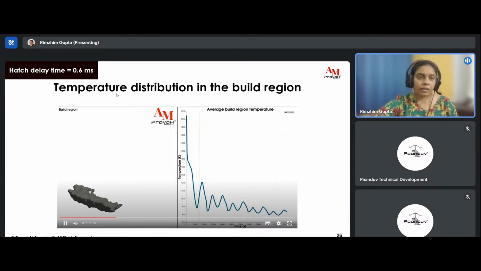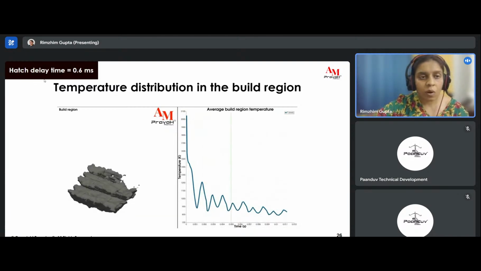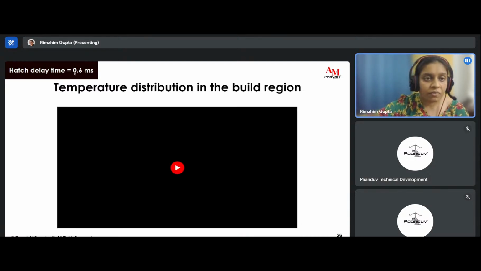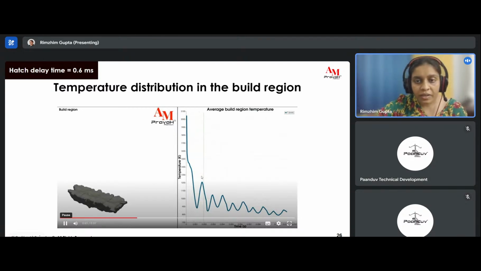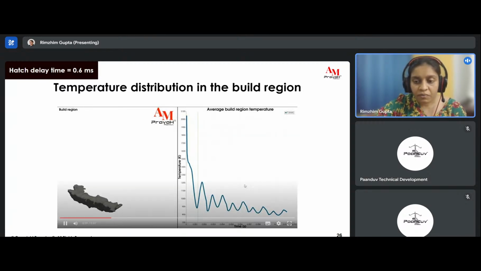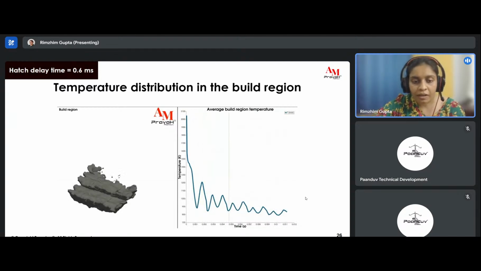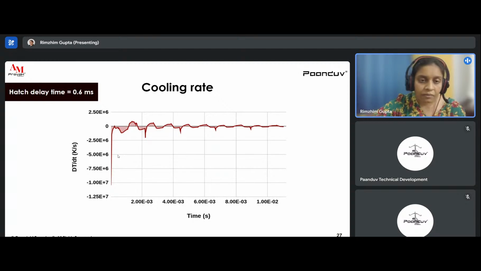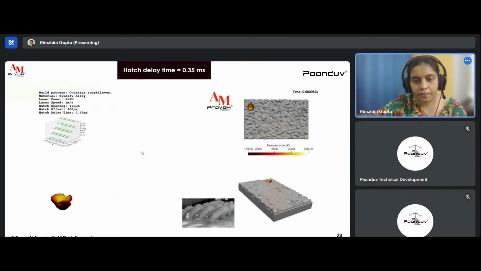Now, as I indicated earlier, the hatch spacing is not enough, but still the hatch delay time is varied in all the simulations. That means we have now taken 0.6 millisecond as the hatch delay time, and corresponding to that we can also have an estimate of the average build temperature across the region. Once we have this temperature data, we can further analyze it to get the cooling rates, and we can see that the cooling rates are in the range of 2 into 10 raised to power 6 Kelvin per second.